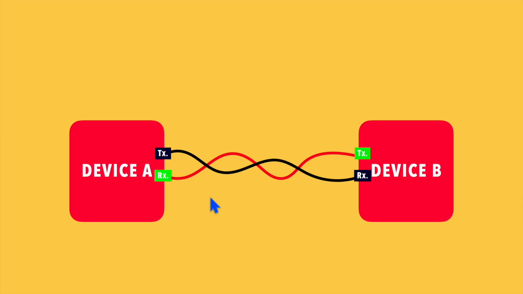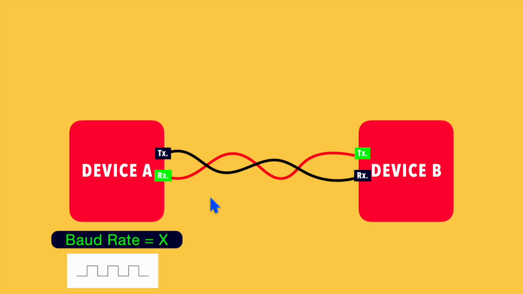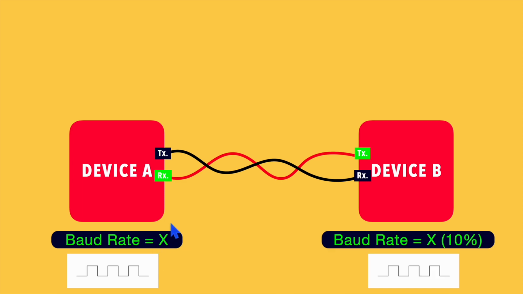As this is an asynchronous communication and no clock is shared between the two devices, both devices must be configured at the same baud rate. Let's say device A operates at a baud rate X. So device B should also be configured at a similar baud rate. A tolerance of 10% is acceptable in this case. So both devices will be running at the same baud rate and the receiver will receive the data from the transmitter.